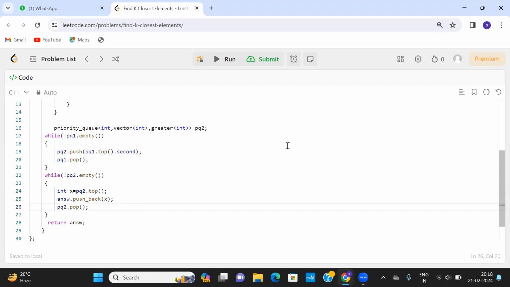Now in our min heap, we have all the elements which are our answer, which we need to return. We just push those elements into a vector because our return type should be a vector. While pq is not empty, int x equals pq.top, answ.push_back x, and then pq.pop. This was step number 3, and we directly return the answer. So the question was pretty simple. I hope the question is clear to you all.